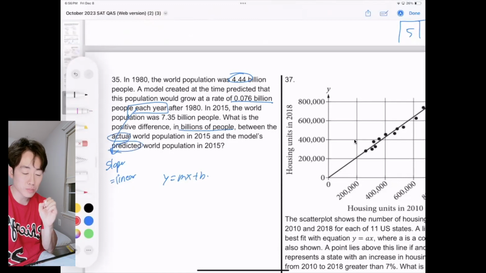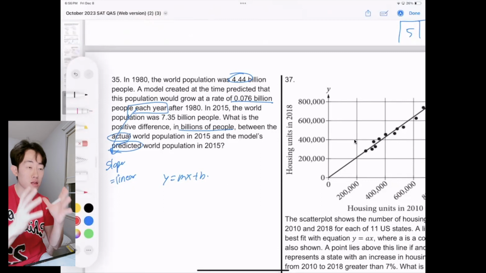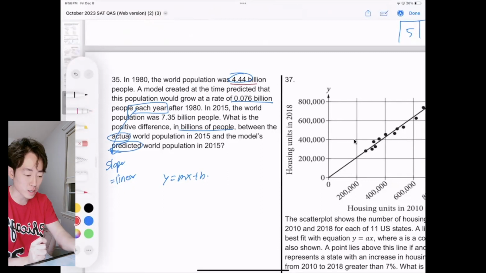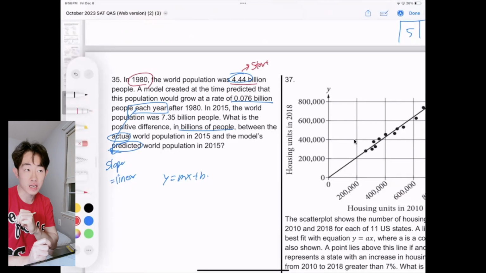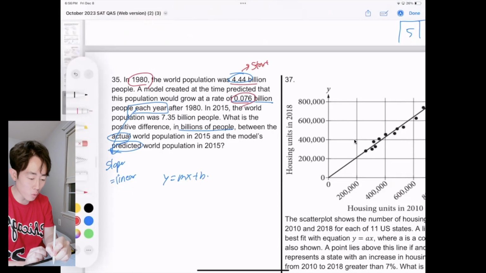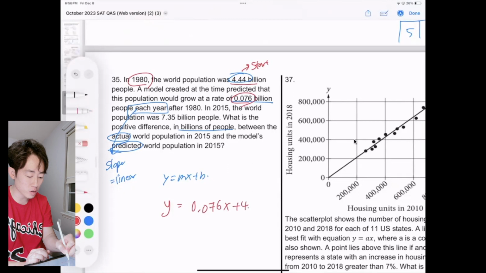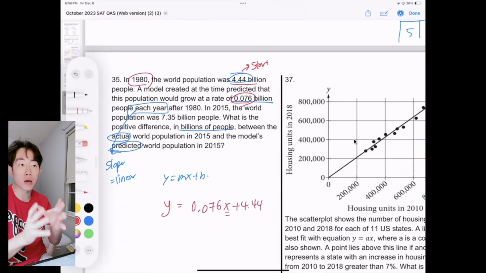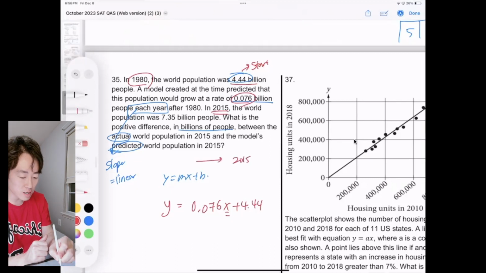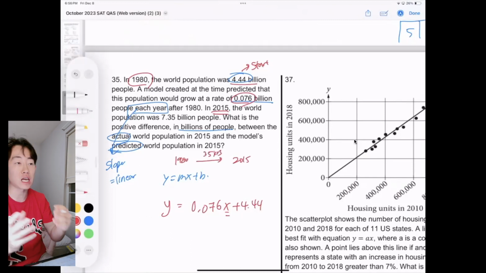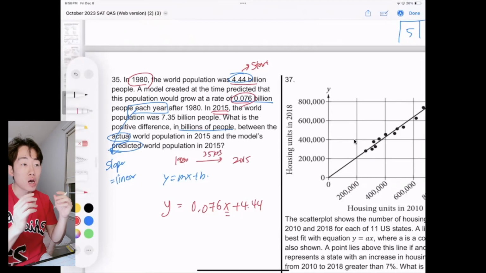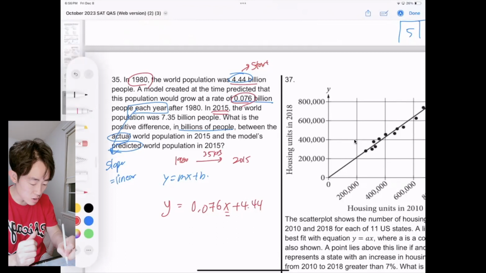All right, cool. So the predicted says, with the 4.44 as a starting point in 1980, with growth of 0.076 billion people each year, the equation would look like y equals 0.076x plus 4.44. X is the number of years after 1980. In the year of 2015, which is 35 years, right? 2015 from 1980, that's 35 years in addition from 1980. That is going to be your value of X.